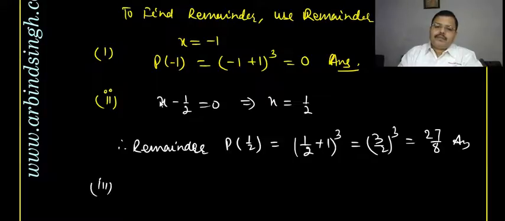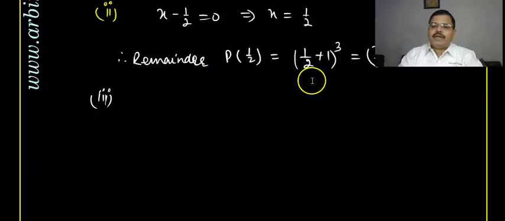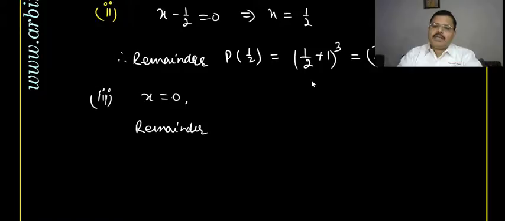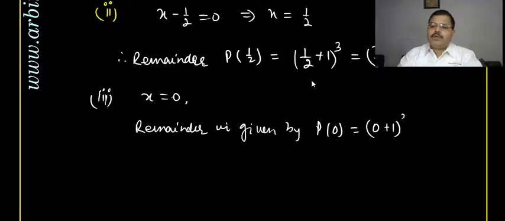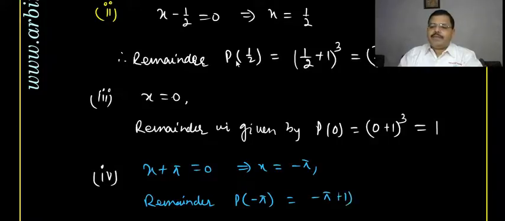For the third part, you will put again the same thing, that is x is equal to 0, so the remainder is given by p of 0, and that is 0 plus 1 whole cube, that is 1. Answer. And for the fourth question, x plus pi is equal to 0, so x is equal to minus pi. So by the remainder theorem, the remainder is p of minus pi, that is minus pi plus 1 whole cube, that is 1 minus pi whole cube. This is the answer.